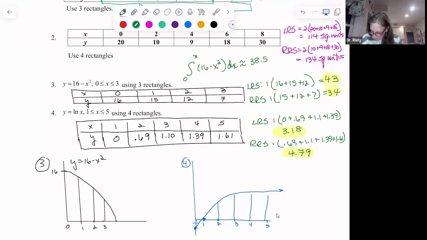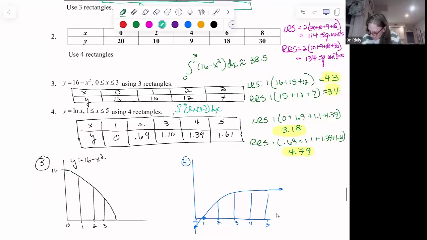And then for the next one, you can do the same thing. So I have the equation. My endpoints are 1 to 5. This is natural log of x. And this has to go in parens, and then I can put the whole thing in parens, and then I can say dx. And I have 3.18 plus 4.79 divided by 2. And that gives me roughly 3.99 if you round to the nearest hundredth. So does that seem reasonable? So that's the whole thing.